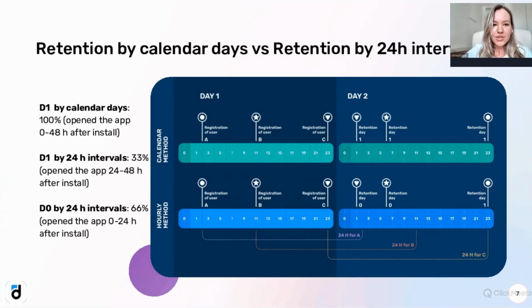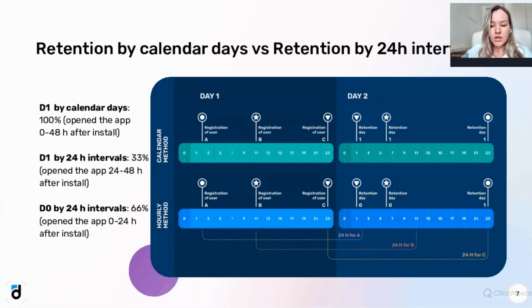However, our users are often located in different time zones. So what should be considered a day if we have users from both America and Europe, for example? And to address this, there is a retention calculated in 24 hour intervals. And let's explore the difference through an example. We have 3 users, A, B, and C. You can see them in the picture. If we calculate calendar retention, all users will be included in the day 1 retention metrics.